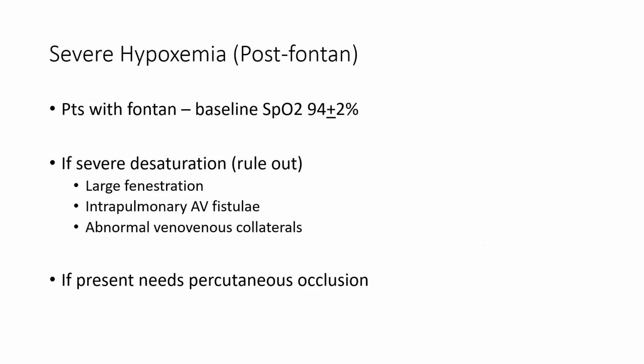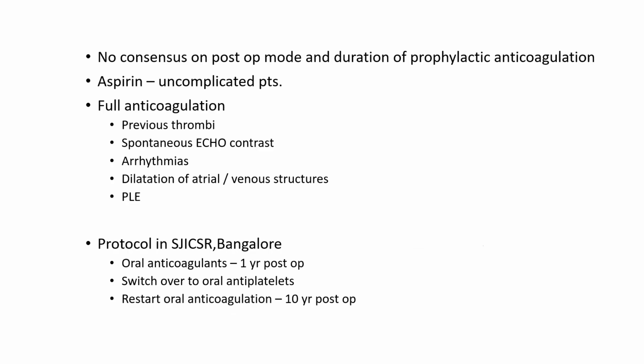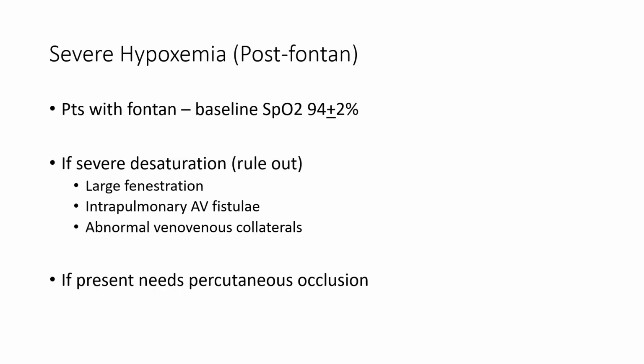Now, low cardiac output is due to increased pulmonary vascular resistance. Severe hypoxemia post Fontan: baseline SpO2 post Fontan is around 94 plus or minus 2. If there is desaturation, we have to rule out large fenestration, intrapulmonary AV fistulae, and abnormal veno-venous collaterals. If present, it might need a percutaneous intervention.